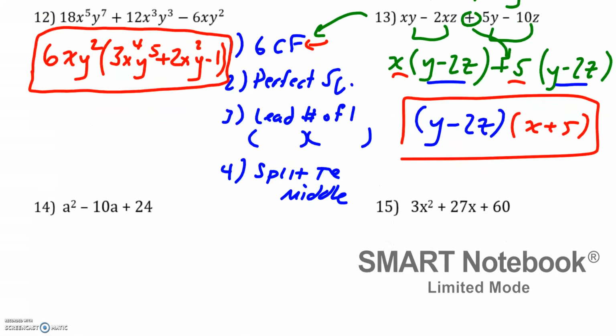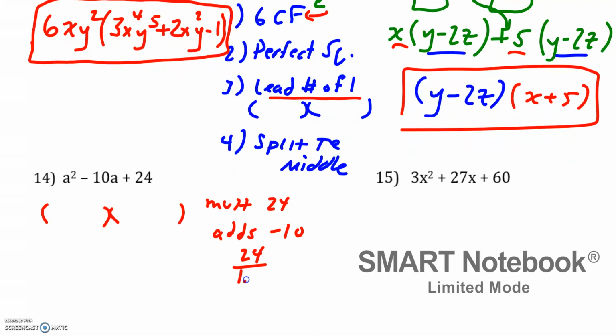Number 14, do I have a greatest common factor? No. Do I have perfect squares on the ends? No. Do I have a lead number of 1? Yes, I do. So I can go straight to 2 parentheses and think about what multiplies to be 24 and adds or combines to be negative 10. Well, my options for 24 are 1 times 24, 2 times 12, 3 times 8, and 4 times 6. These 2 options can get me to a negative 10.